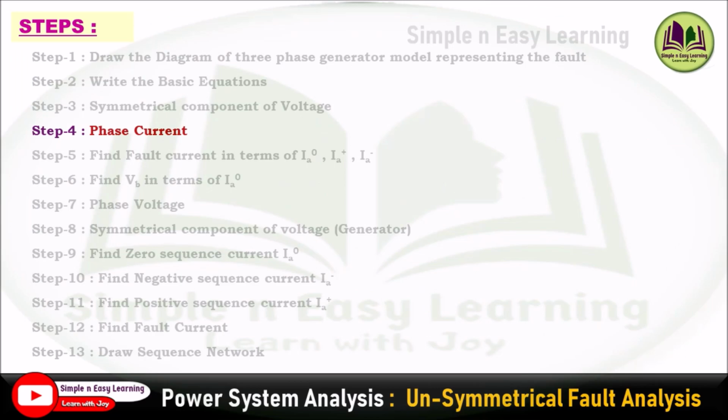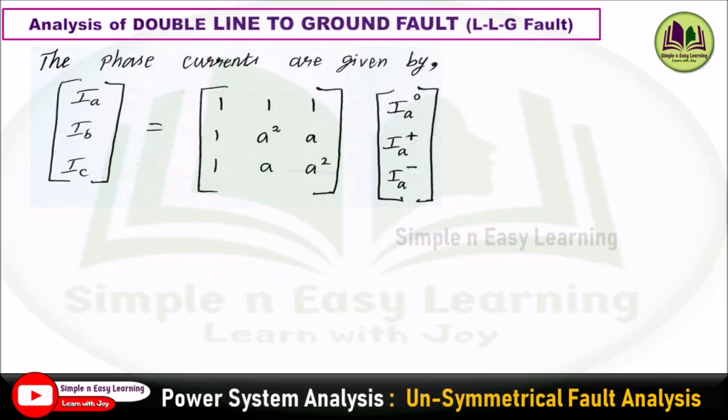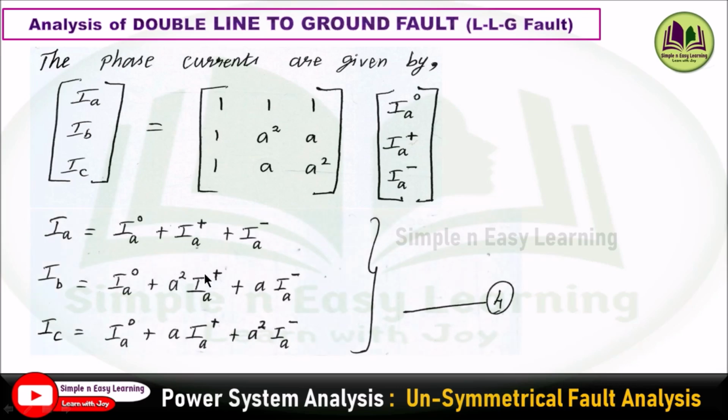Step 4, consider phase current. The phase current equation can be represented like this: IA, IB, IC equal to T matrix into IA naught, IA plus, IA minus. Expanding this matrix, IB equals IA naught plus a square into IA plus a into IA minus, and IC equals IA naught plus a into IA plus a square into IA minus. So this is your fourth equation.